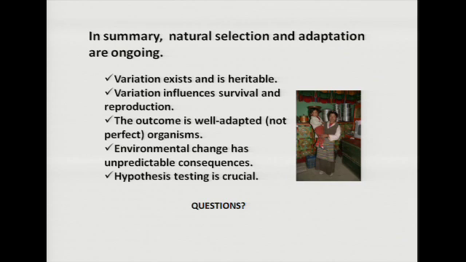So to summarize, natural selection and adaptation are ongoing. Variation exists. It's heritable. Variation influences survival and reproduction. The outcome is organisms that are well adapted to their environments. Not perfectly, but well. Better than the alternative. We also have to take into account, to be realistic, that environmental change is a given. And it has unpredictable consequences. Evolution and adaptation are going to continue. Natural selection will be with us. And we must continue to test these hypotheses. Otherwise, we're not going to move forward in our understanding.